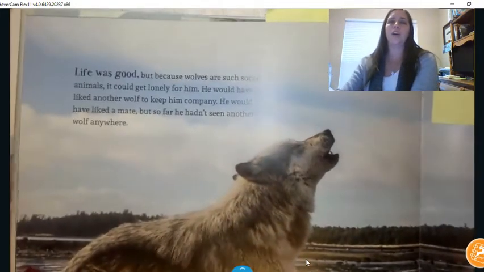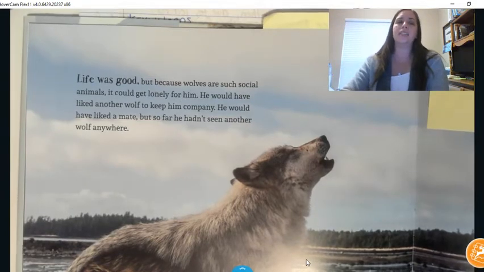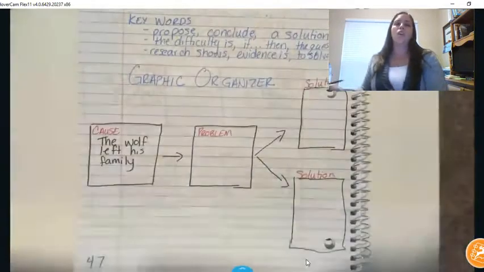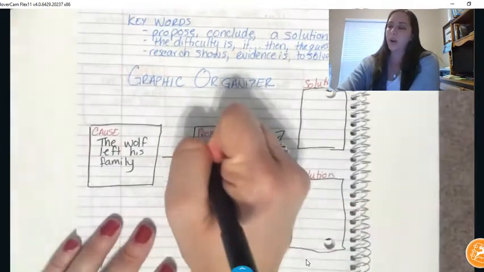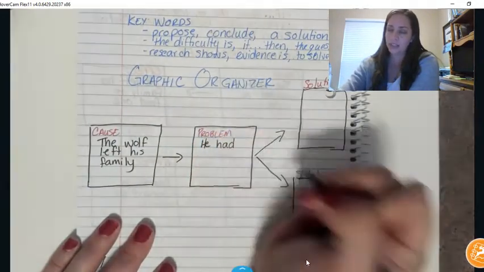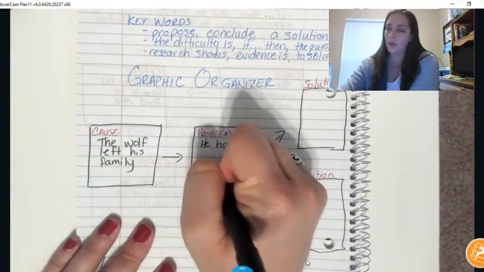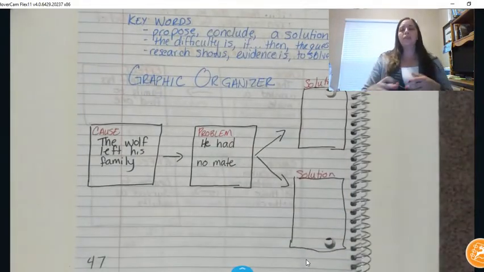Life was good, but because wolves are such social animals, it could get lonely for him. He would have liked another wolf to keep him company. He would have liked a mate, but so far he hadn't seen another wolf anywhere. So what is a problem that he had? And his problem from that page tells us that he had no mate.